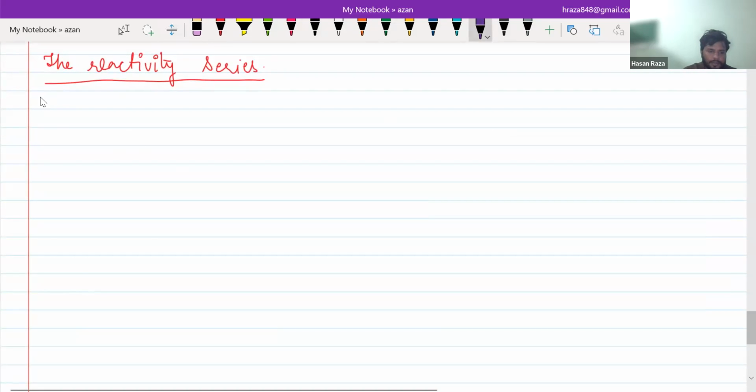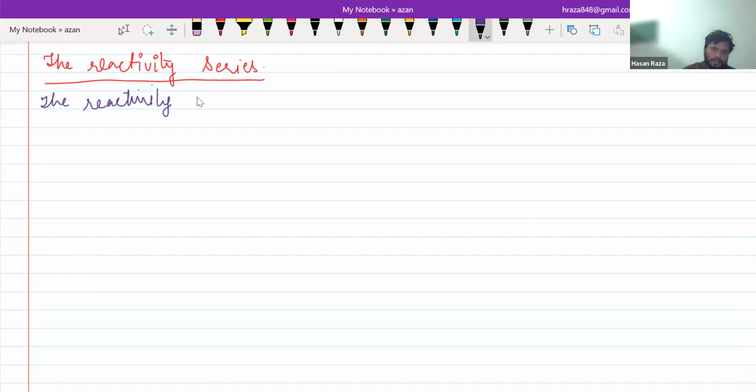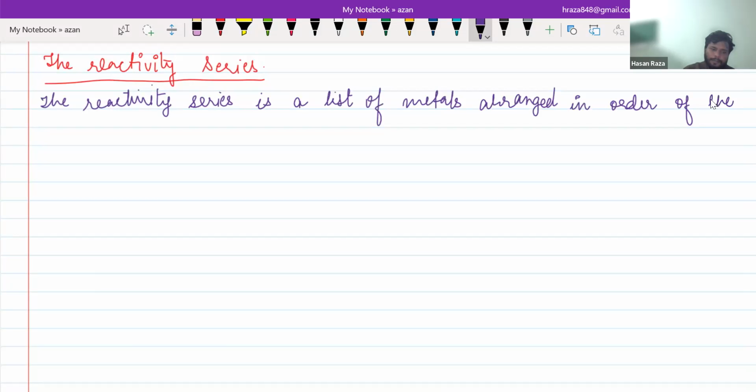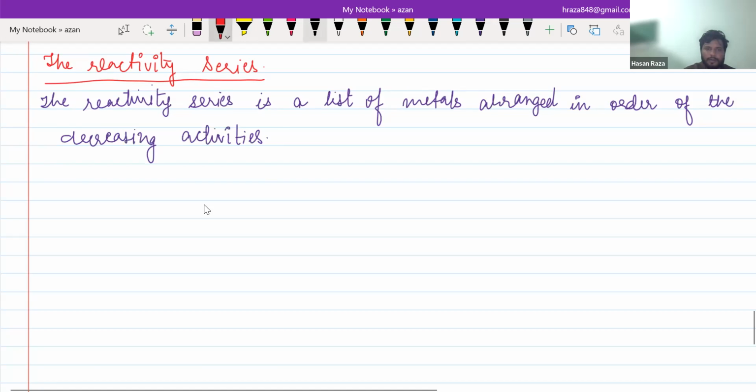What is this reactivity series? The reactivity series is a list of metals arranged in order of decreasing activity. Decreasing activity. Now I'm going to write the list.